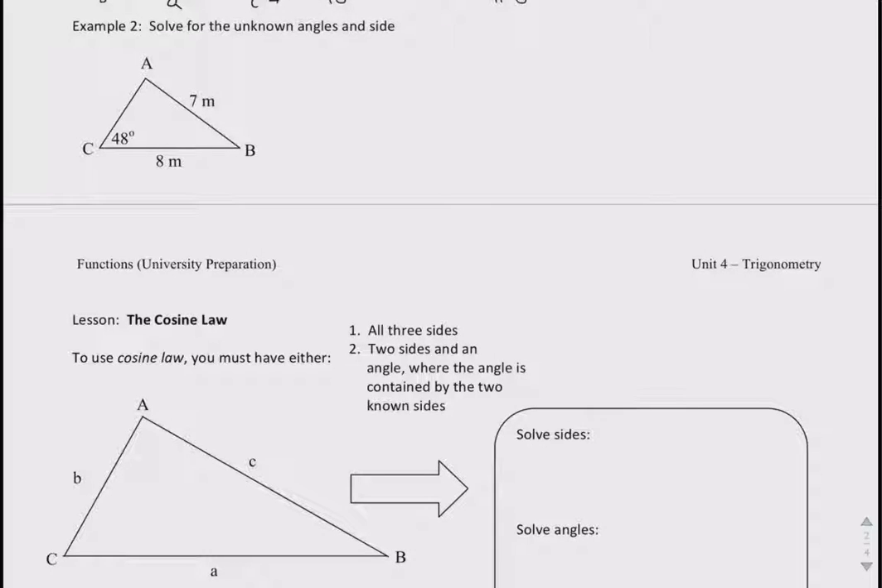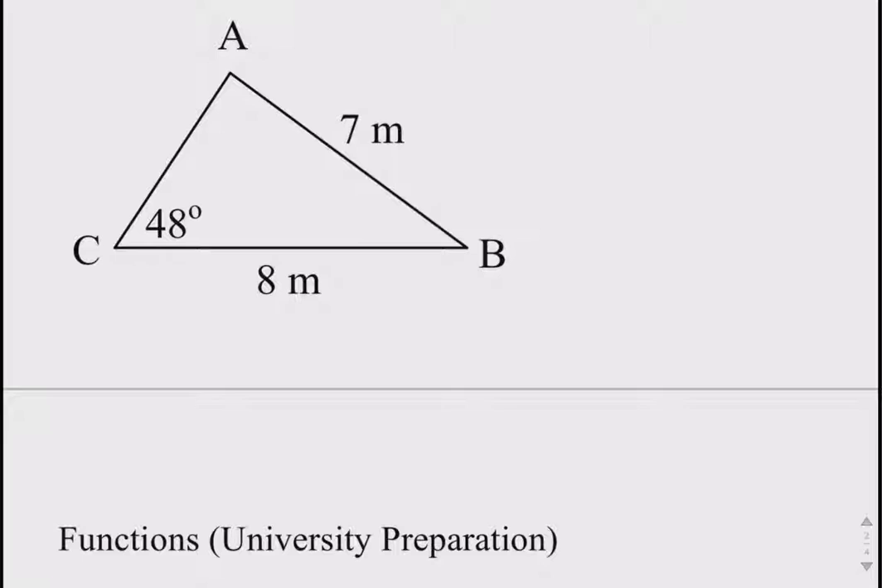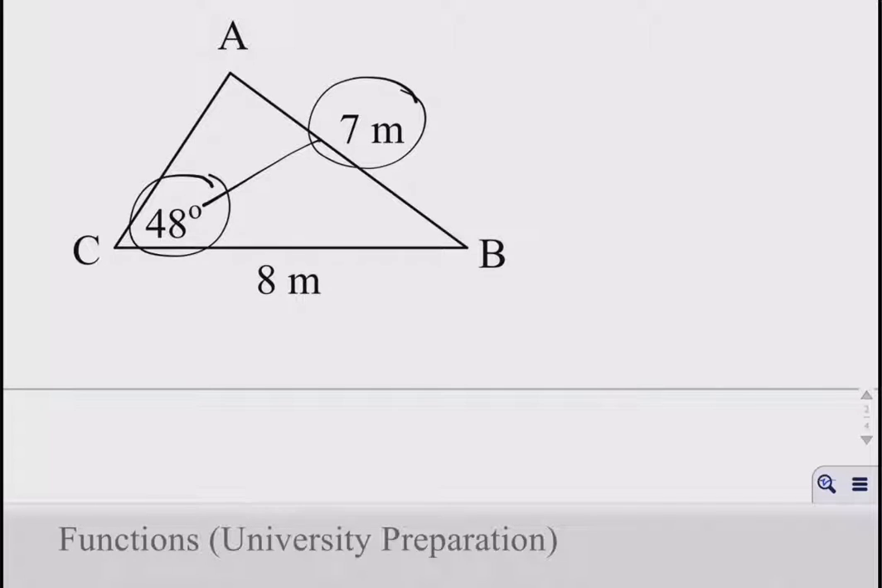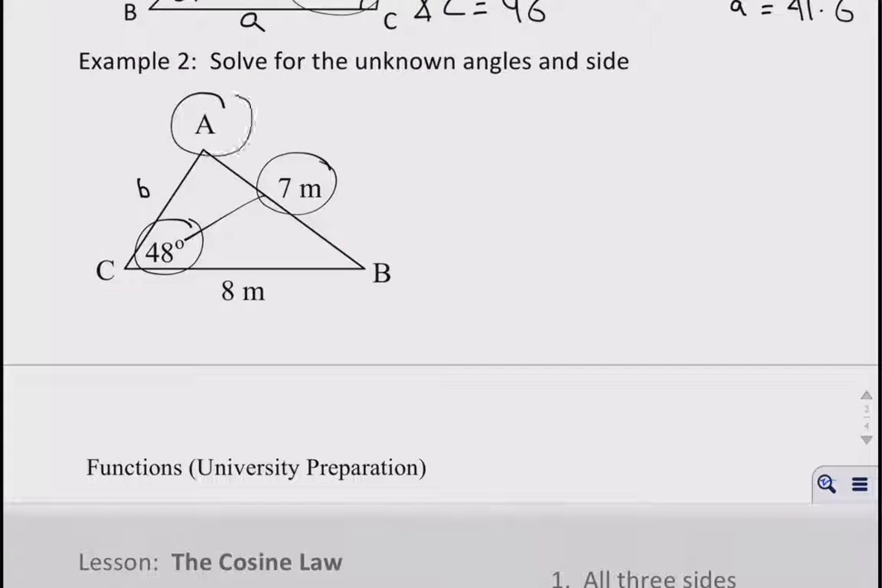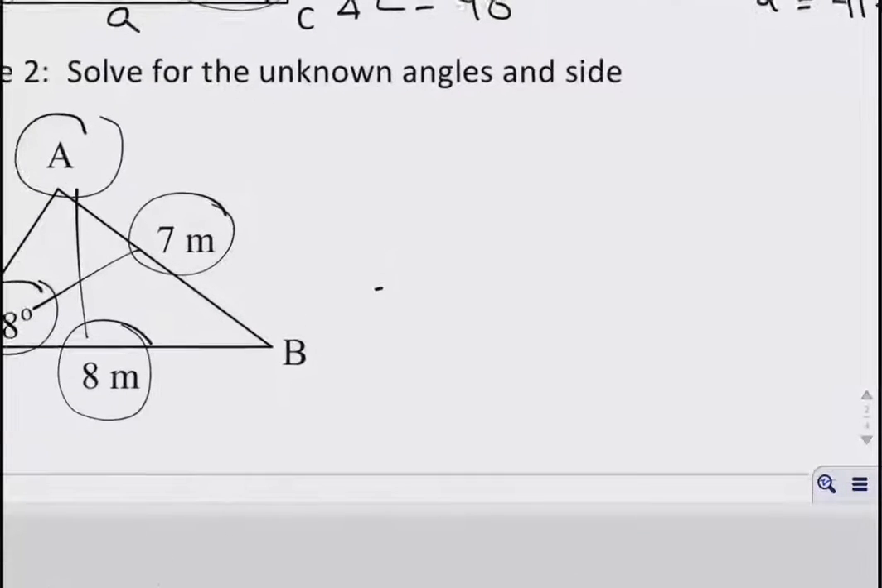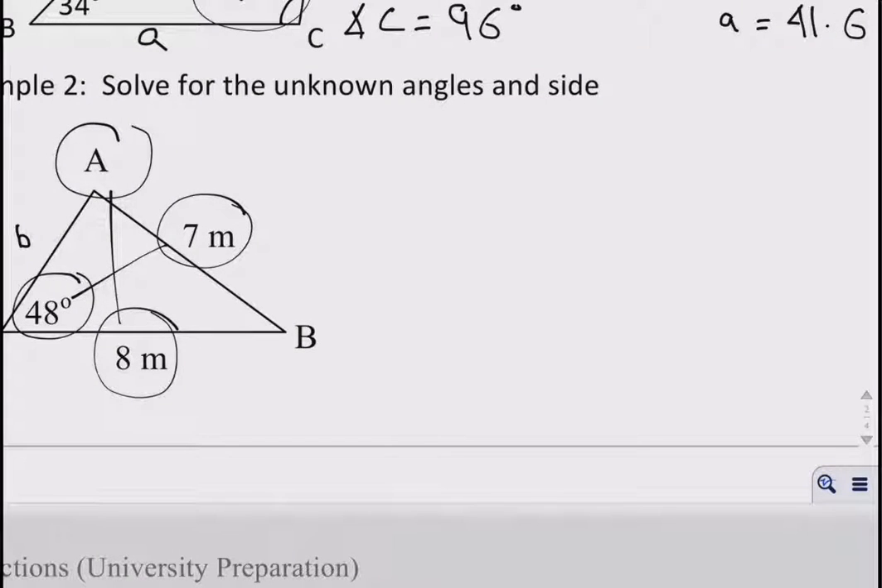In example number 2, I'm looking for the unknown angles and side. So in this case, I have two sides. I have one angle. Notice that I have a matching pair of angle and opposite side. So if I wanted to solve for, say, angle A, I can use angle A and its opposite side as well as the matching pair I have. The way I would set that up is sine A over 8 equals sine of 48 over 7.